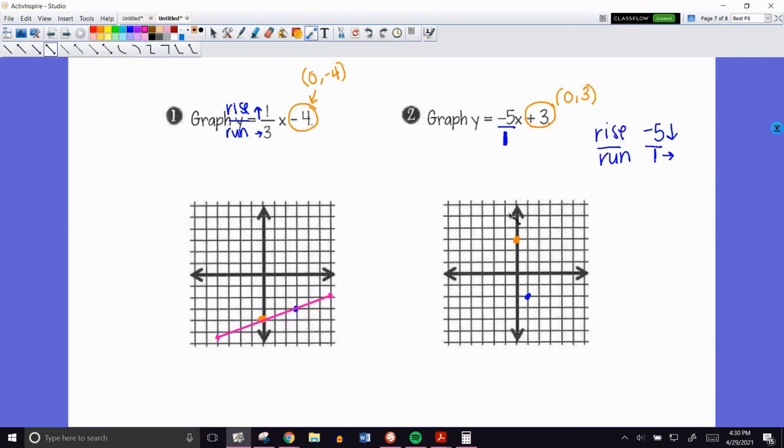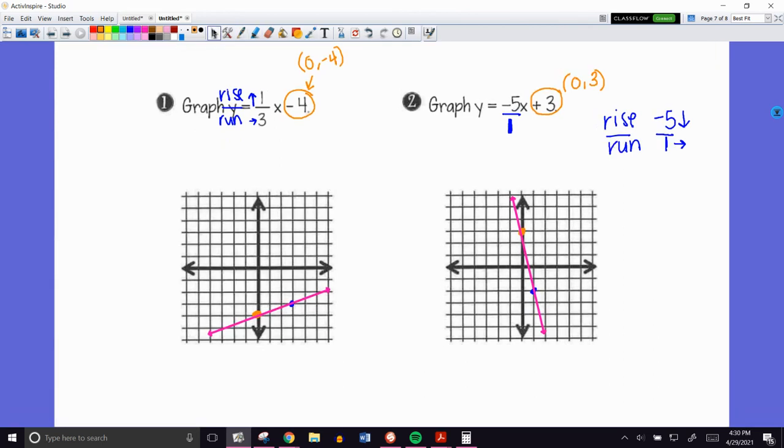And then the last thing, I just need to connect my dots. And I have my line. I'm going to stop there and I'm going to let you get to work. So we are not going to do number 3 and number 4. If you would like to try them on your own, you're more than welcome to, but I'm not going to show the answers for those.